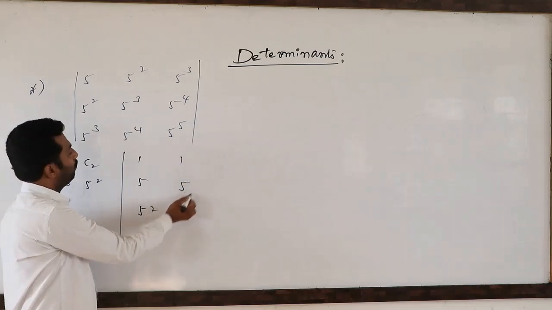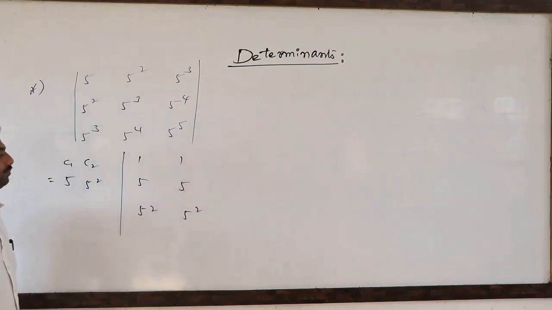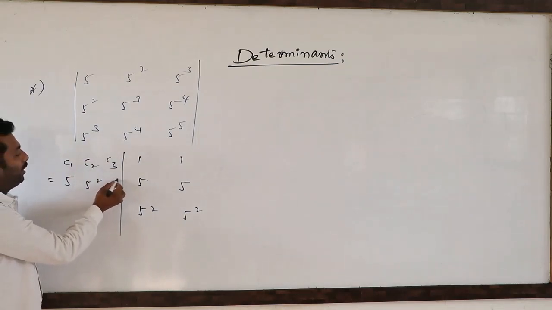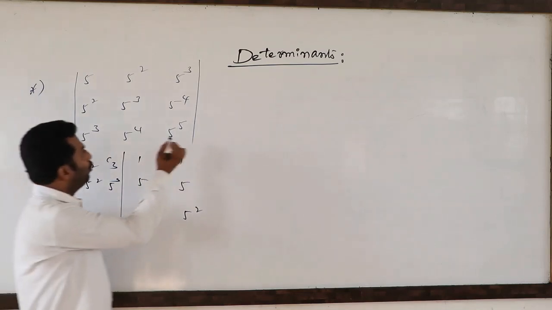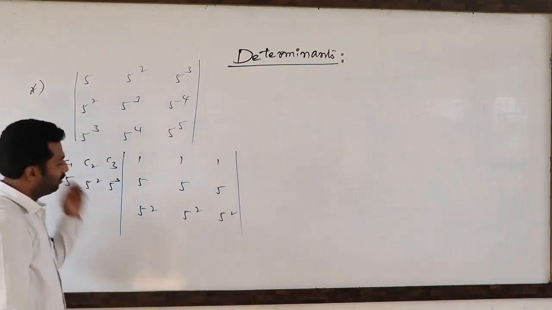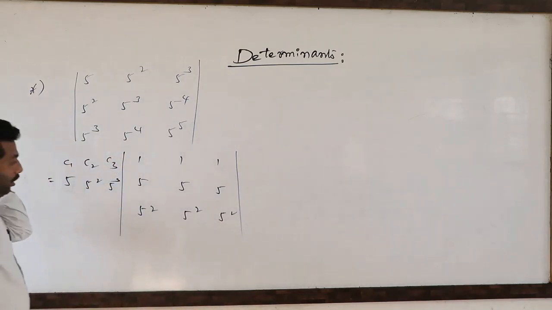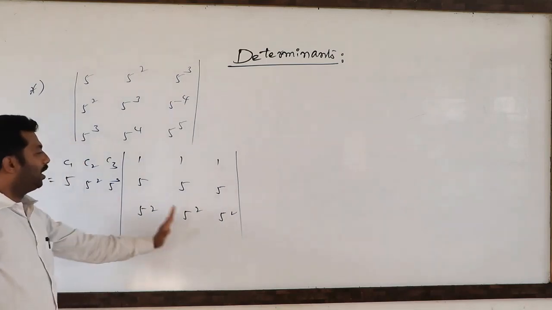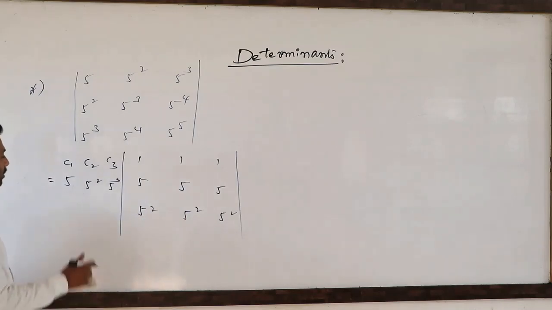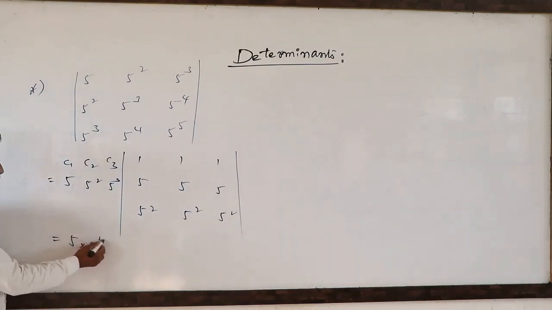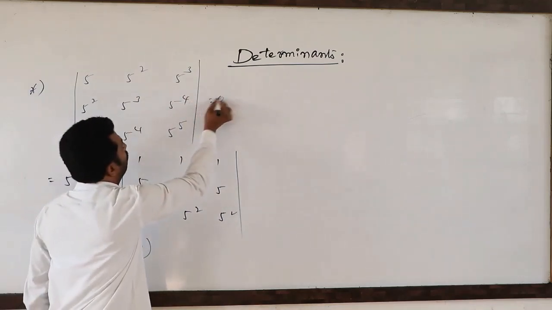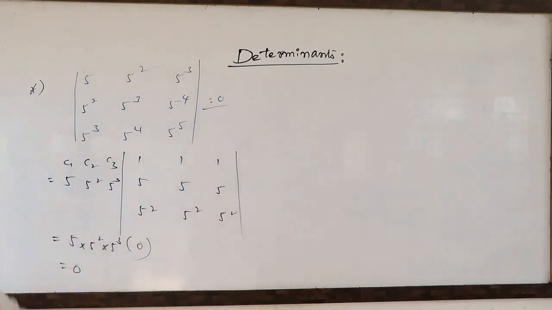Again 1, 5, 5 square. From the third column, can I take 5 cube common? 5 cube common, 1, 5, 5 square. Very clear? Now you can take column 1, column 3, column 2: 1, 1, 5, 5, 5 square, 5 square. Corresponding elements are the same, so this is 5 into 5 square into 5 cube into 0, which is 0. So the value of this determinant is always 0. Next.